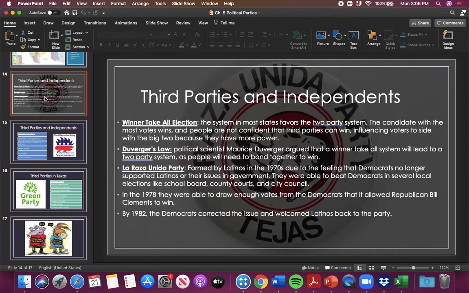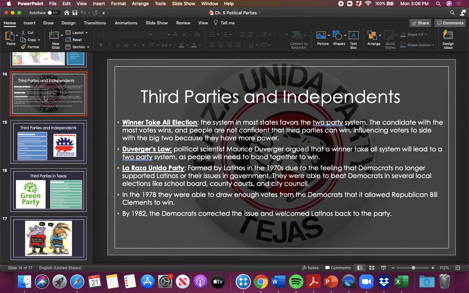Now, looking at some third parties, third parties have a very difficult chance of being successful. One reason being, we talked about the winner-take-all election. So in most states, the two-party system makes it hard for third parties to be successful because to win, whether it's the presidential election or other elections decided by a popular vote, it's a winner take all system. The candidate with the most votes wins, and third parties rarely get enough votes to be competitive.